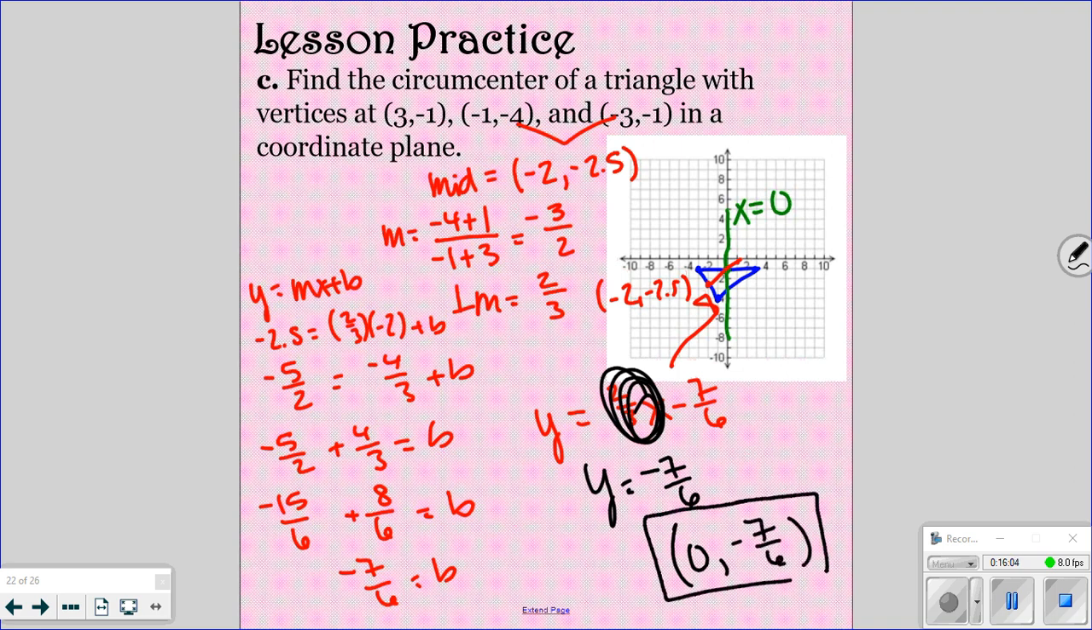So you've got to be really careful that if it doesn't cross exactly through it, don't just go, oh, that looks like it's -1. -7/6 is close to -1, but it's not exactly -1. So you've got to be really careful when you're doing these, that you don't assume that it crosses through a point if it doesn't. Okay, let's look at one more.